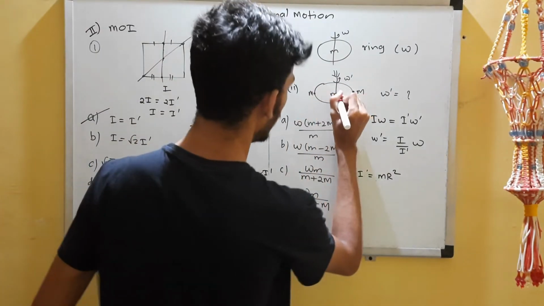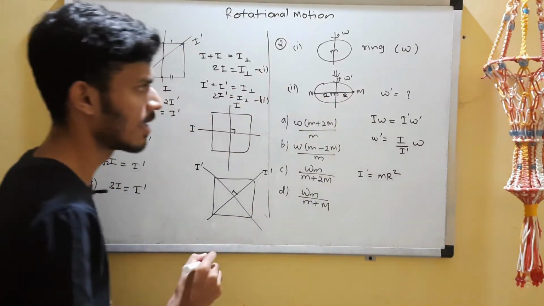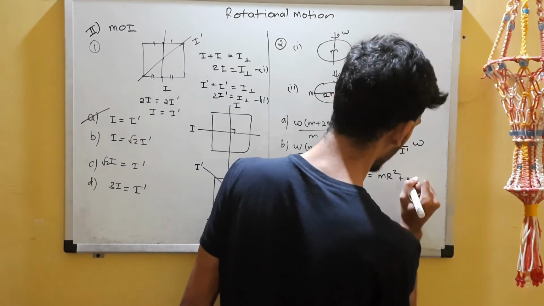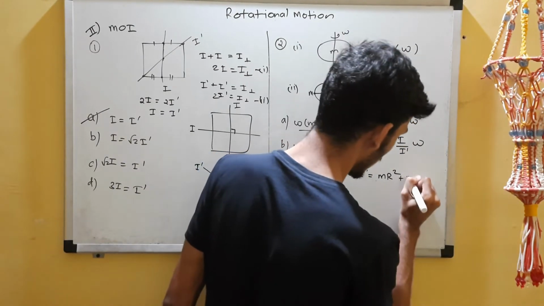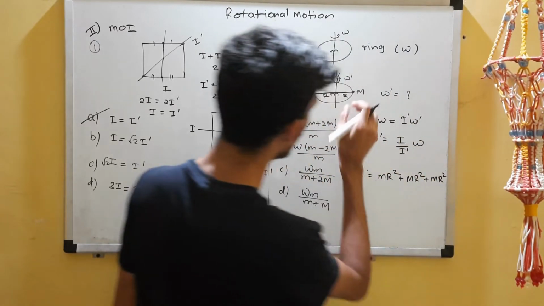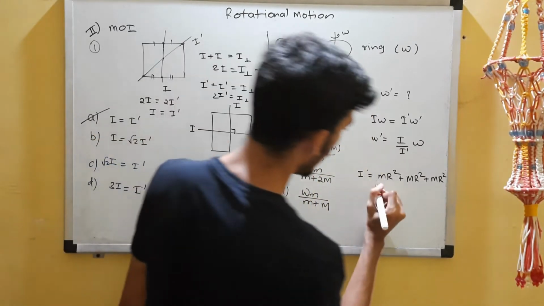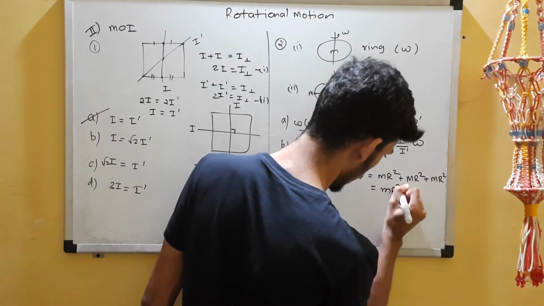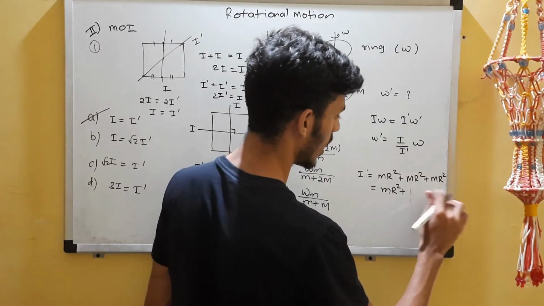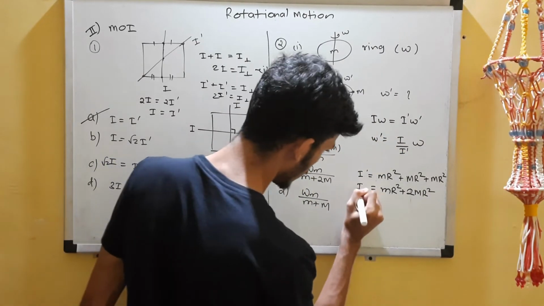And then we also have to account for the point masses, which are at a distance of r from the axis. So these are point masses, so you can directly add the moment of inertia. Moment of inertia for your purpose is a scalar. So mr square plus mr square: mass times their distance from the axis, mass times their distance from the axis. So small m r square plus capital M r square, capital M r square, that is 2 capital M r square. So this is I dash.